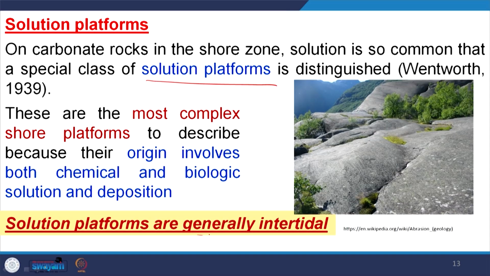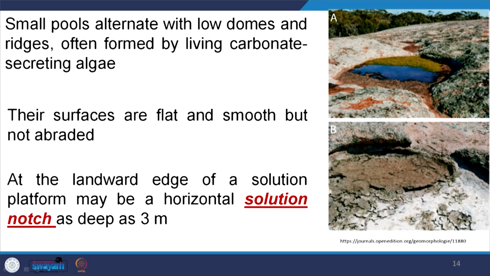Solution platforms are generally intertidal. In this intertidal range we get this type of solution platform, because at high tide there will be interaction of water around the rock, and there will be algal accumulation, and finally mound-type landforms are developed there. Small pools alternate with low domes and ridges, often formed by living carbonate-secreting algae.